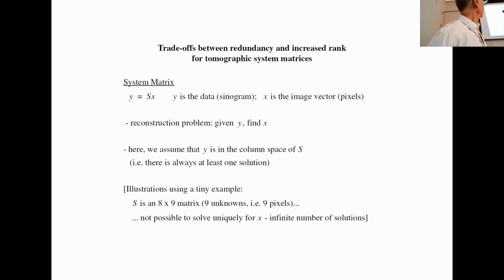And right away, because there are only 8 measurements, you know that you have no hope of getting unique solutions. Our objective here is to be able to get a unique solution to the system. So right now, we've already got the situation where there's no hope to get a unique solution for the vector X, and we cannot get the unique image X that matches the data.